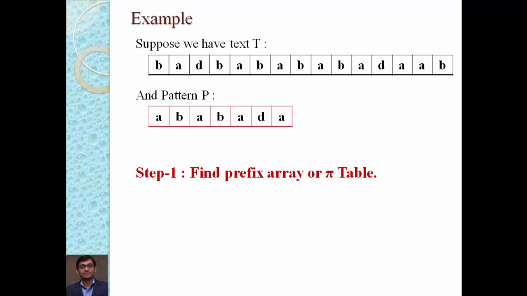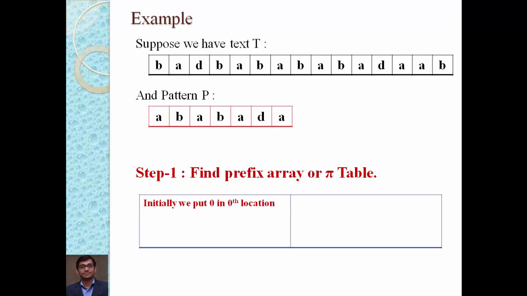So let us find out the pi table of the pattern. As per the first step, initially we put 0 in the 0th location. In our pattern, a total of 7 characters are there. Our first character is on the 0th index, second will be on the first index, third will be on the second index, like that. So we have to put initially 0 in the 0th location.